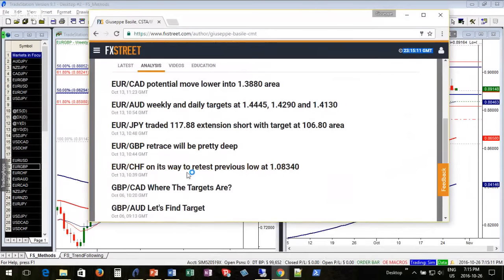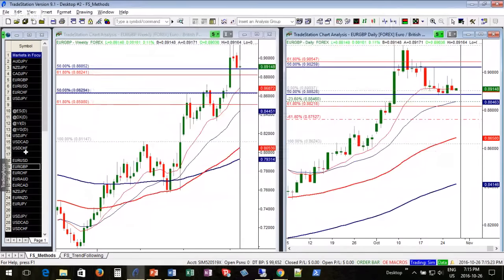And finally, the euro Swiss franc, which also met the target on its way to retest the previous low at 108.34. So again, congrats if you actually took the trade.